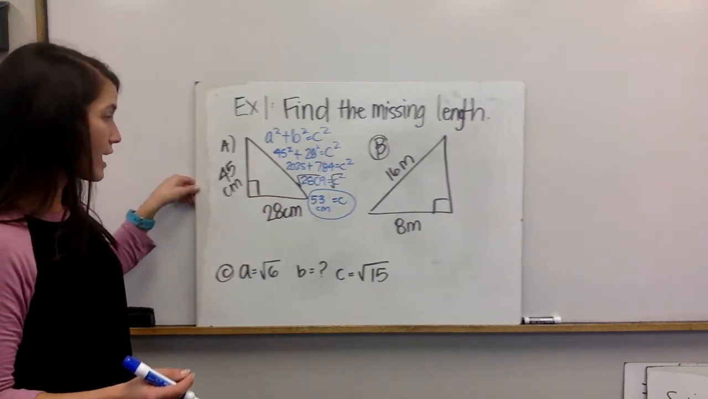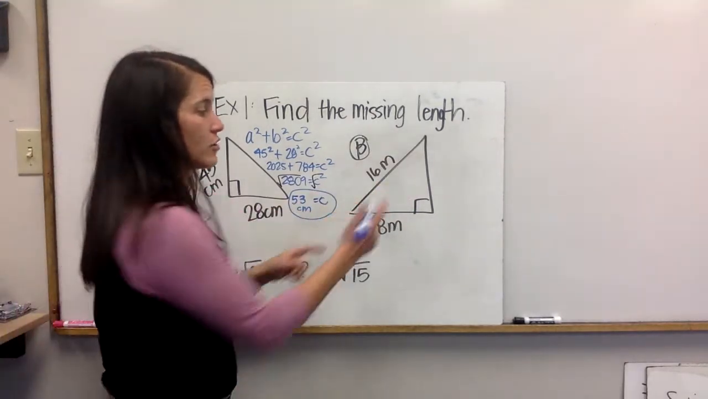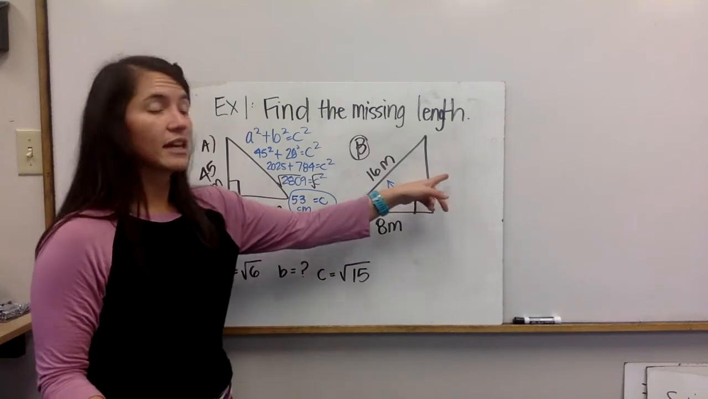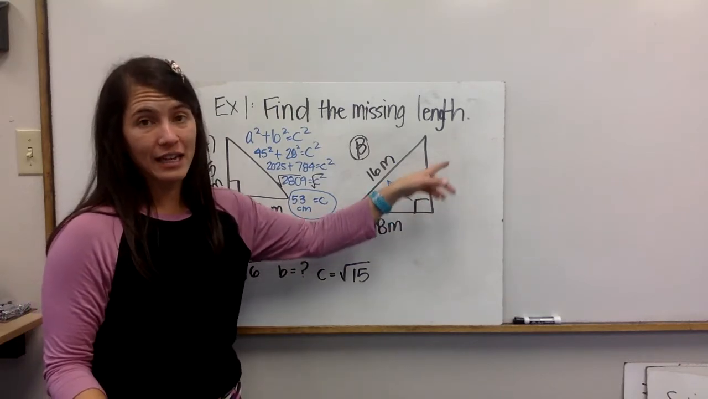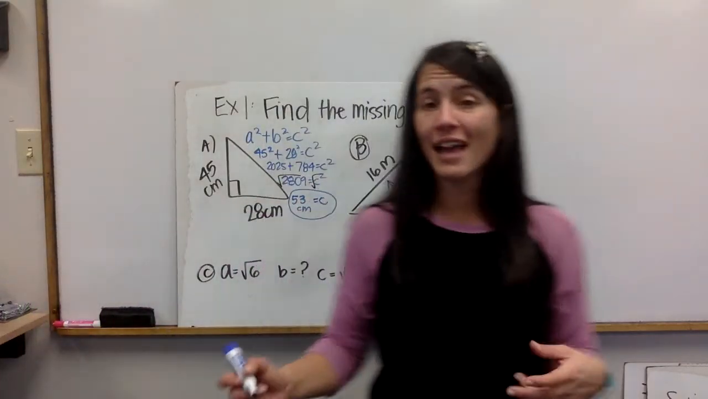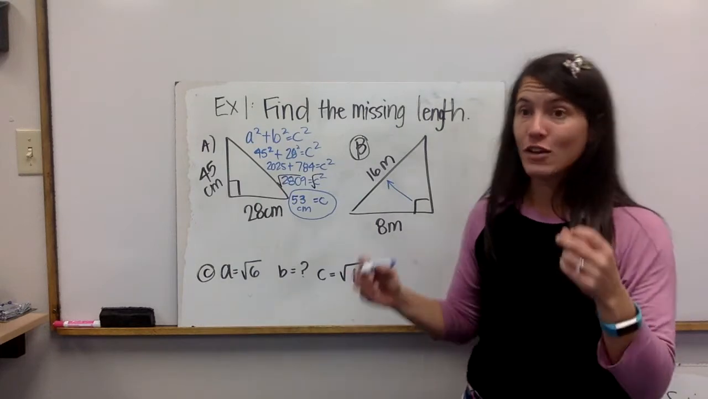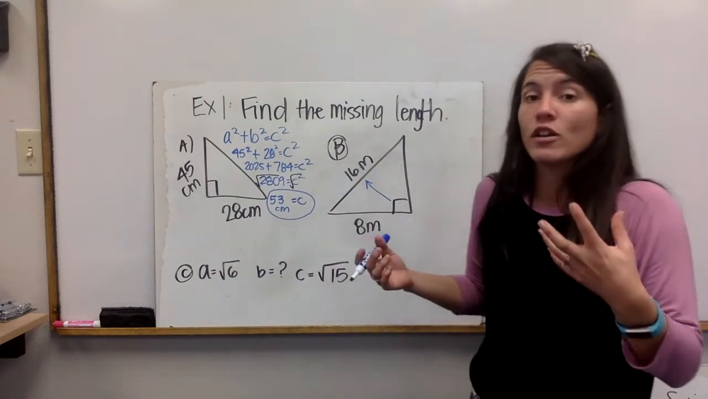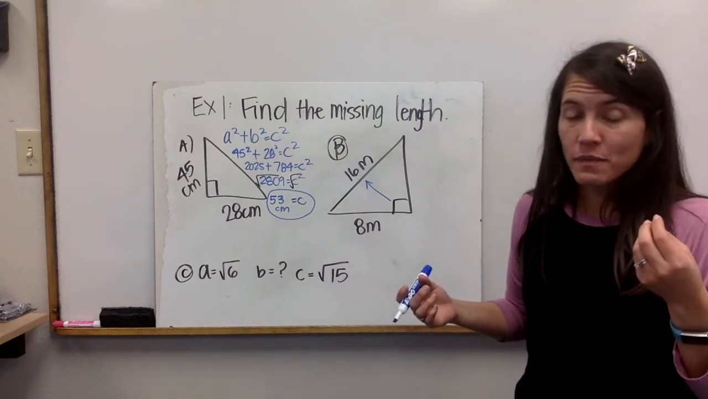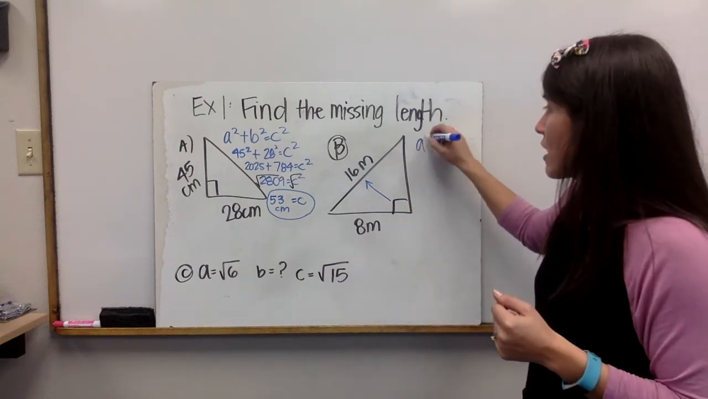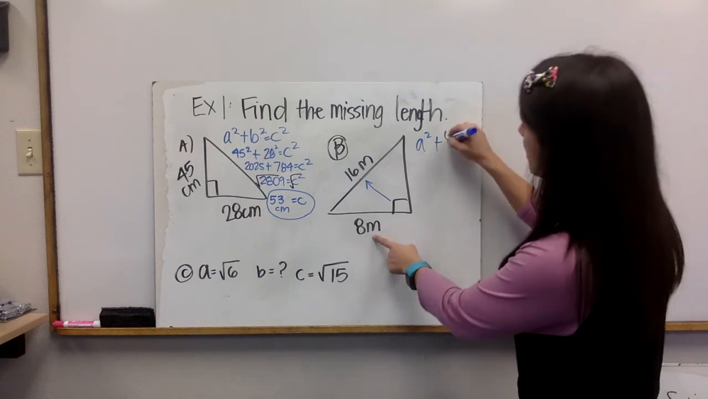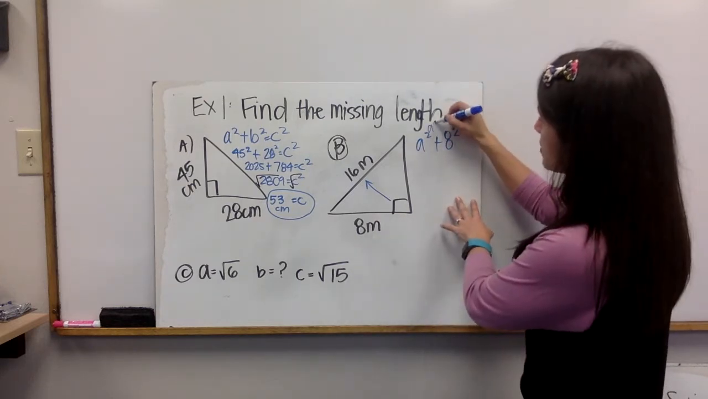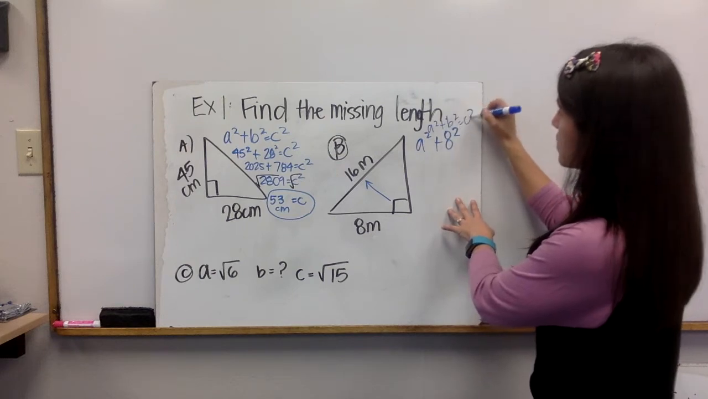Now, example B, we have the hypotenuse. See, it's across from the right angle. We have a leg, but we're missing a leg over here. If you're missing a leg, it doesn't matter if you put a or b. It's up to you. I particularly like to start with a squared, and then I like to put this in for b. That's just what I like to do. a squared plus b squared equals c squared.